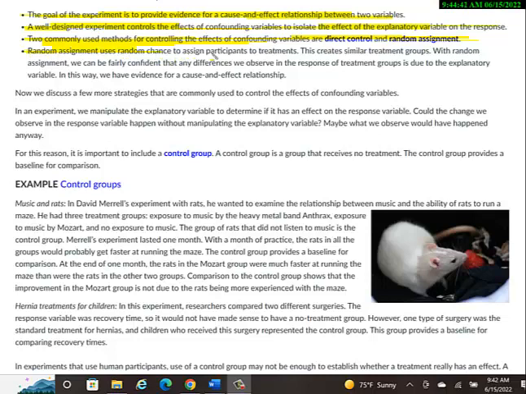Okay, random assignment uses random chance to assign participants to treatments. We saw that. It creates similar treatment groups. That way we can be confident that any differences we observe in the response of treatment groups are due to the explanatory variable and not any confounding variables. So that way we can for sure prove that there's a cause and effect relationship. So from here we'll discuss more strategies that are commonly used and more terminology, as I mentioned.